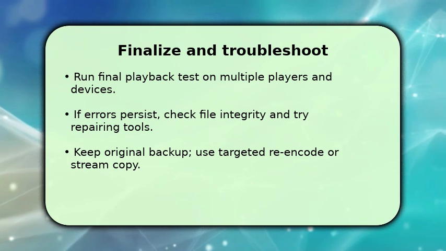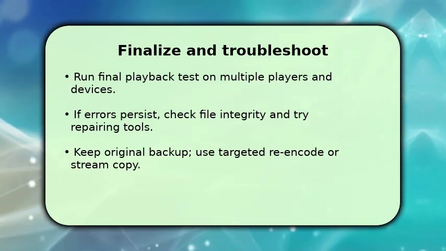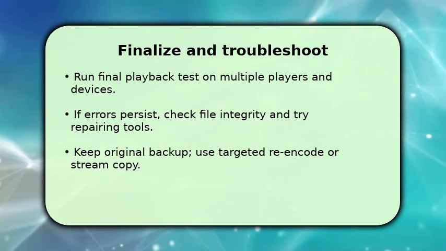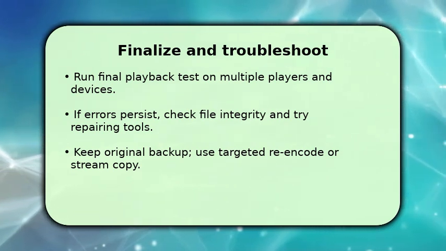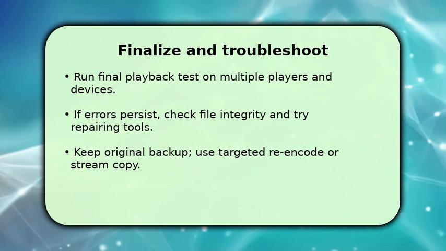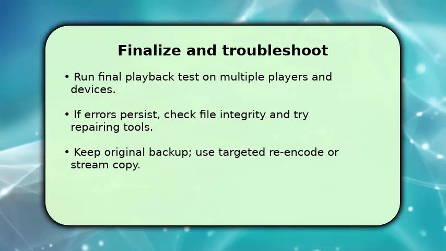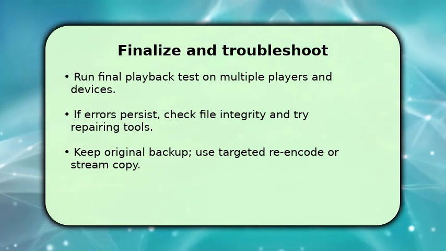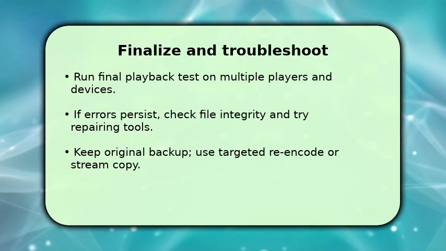You want to distinguish player limits from file corruption. If playback still fails, verify file integrity. Compute a checksum or try a repair utility, because corrupted frames can break decoders. Make sure you always keep the original backup, and when needed re-encode only the problematic track instead of the whole file to save time and preserve quality.